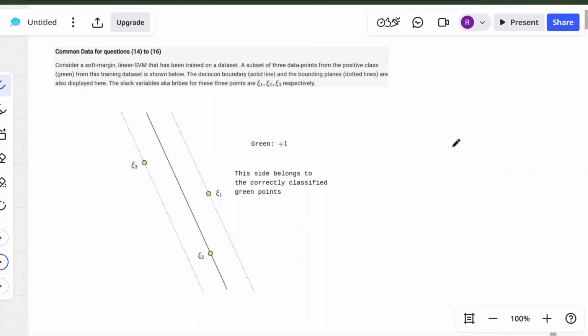Alright, so here we have a question on SVM, soft margin, right? We have this kind of a setup. So let me give it the name W transpose X equal to 0. This is W transpose X equal to 1. This is W transpose X equal to minus 1, right? And they're asking for these zeta 1, zeta 2, and zeta 3, which are the slack variables or the bribes. It's also called bribes or cost or slack variables and all those names.